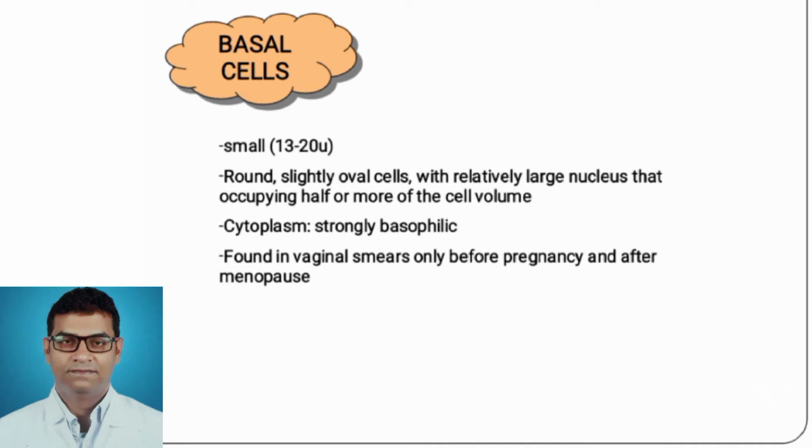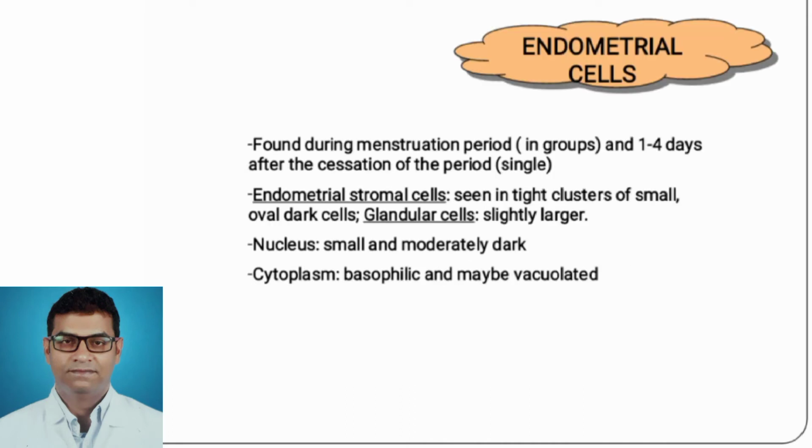Found in vaginal smears only before pregnancy and after menopause. Endometrial cells are found during menstruation in groups, and 1 to 4 days after the cessation of the period in singles. Endometrial stromal cells are seen in tight clusters of small oval dark cells, and glandular cells are slightly larger. The nucleus is small and moderately dark.